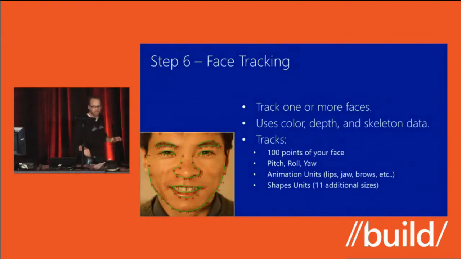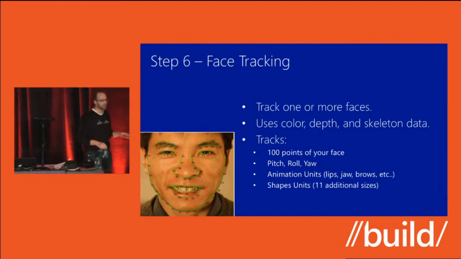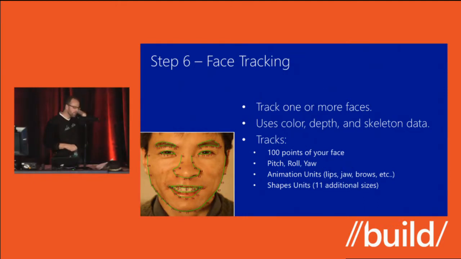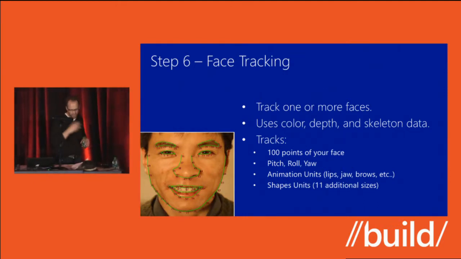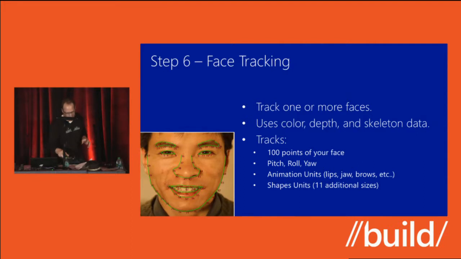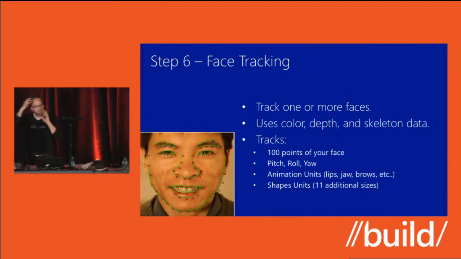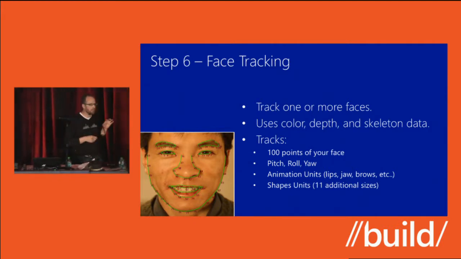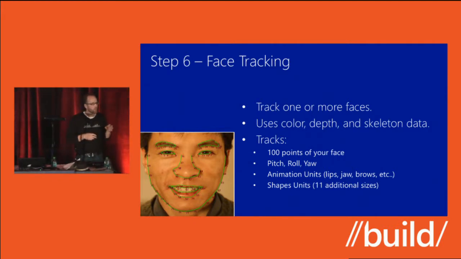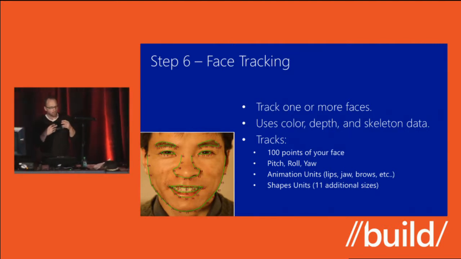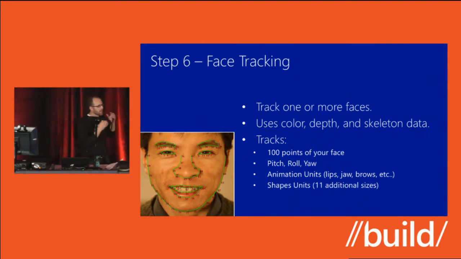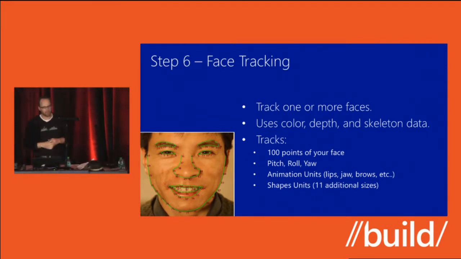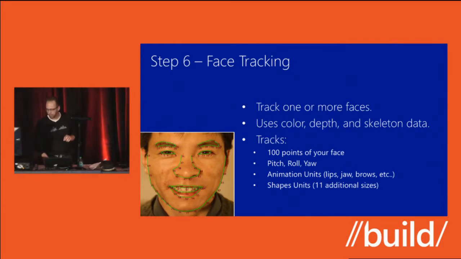So face tracking allows you to track one or more faces. It uses color, depth, and skeleton data. It gives you 100 points of your face. It's 87 pixels there and 13 different other areas that we mentioned in the documentation. It tells you the pitch, the roll, the yaw of the head. It exposes something called animation units, which exposes information about your lips, your jaw, your brows. And then also there's different measurements about the width of your eye, et cetera, that we expose through something called shape units. So lots of great information coming in through face tracking.